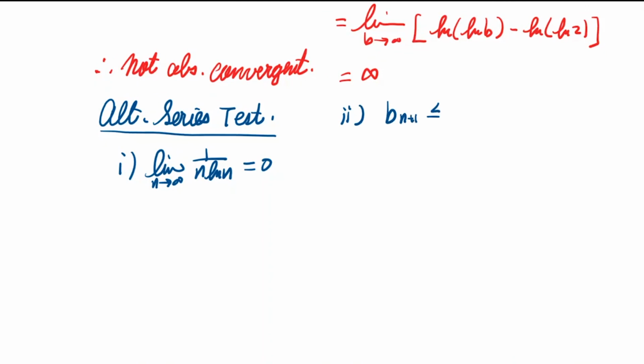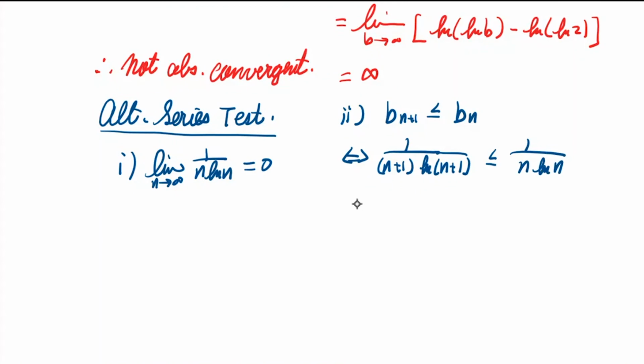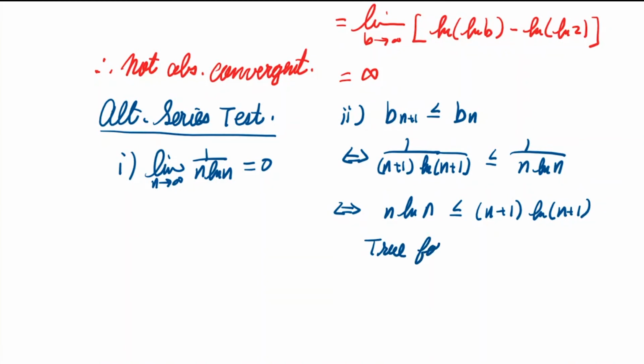Okay, number 2. b_{n+1} needs to be less than or equal to b_n. So I have 1 over (n+1) ln(n+1) here, and that needs to be less than 1 over n ln n. And that's true. I mean, you can feel it, right? n ln n is less than (n+1) ln(n+1). That's true for all n. In this case, n greater than 2, but you don't have to write it.